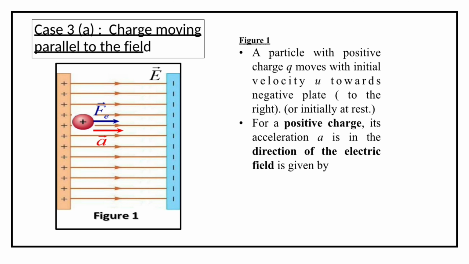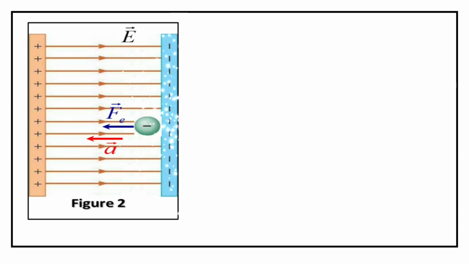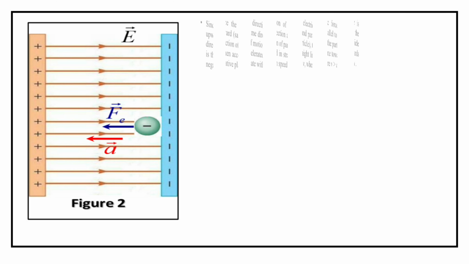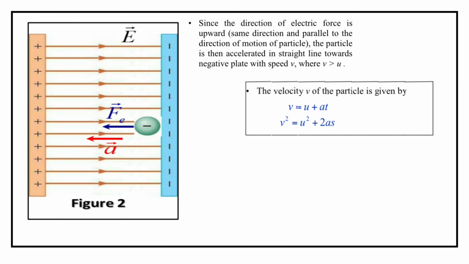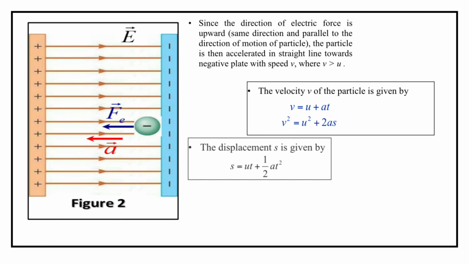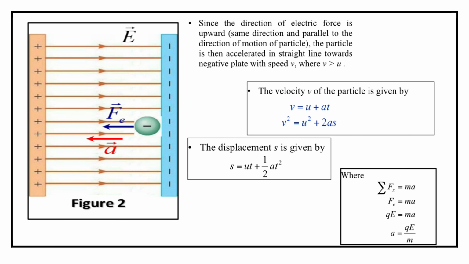So the equation for this charge is A equals QE over M. Okay, this is an electron or negative charge. It will move towards the positive plate. Since the direction of the electric force is upward, in the same direction and parallel to the direction of motion of the particle, the particle is then accelerated in a straight line where V is greater than U. So V equals U plus At or V squared equals U squared plus 2AS. And then for displacement, we can use S equals Ut plus half At squared. And acceleration equals QE over M. So where you get this A, it is from F equals MA.